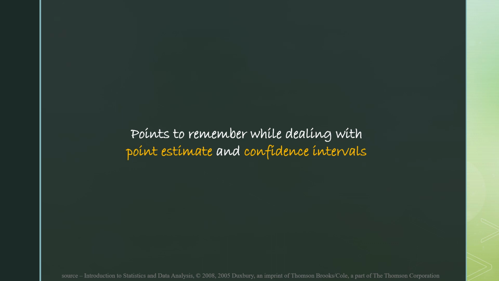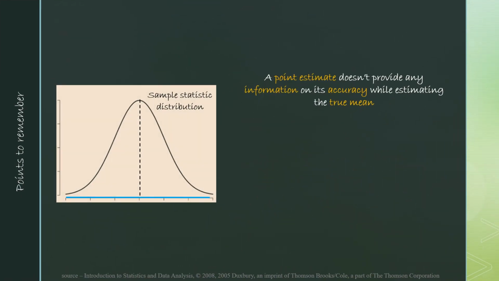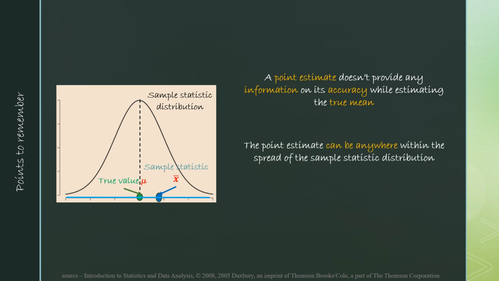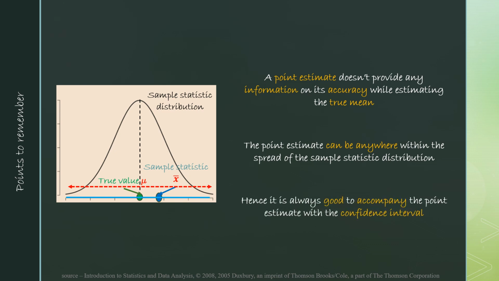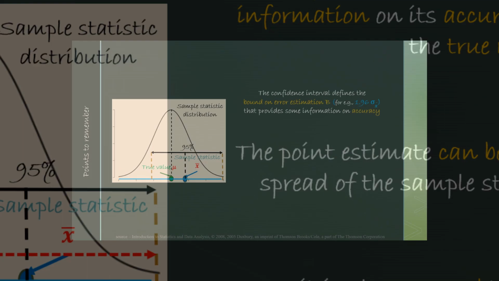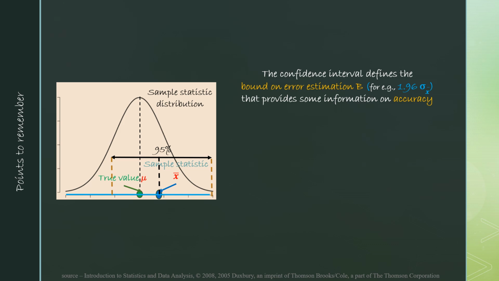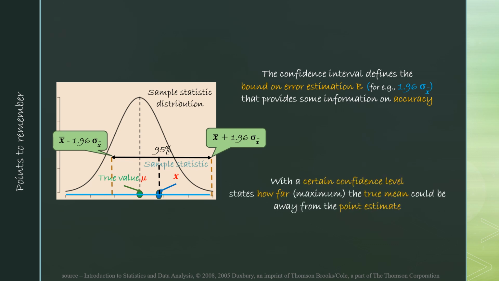Points to remember while dealing with point estimates and confidence intervals. A point estimate doesn't provide any information on its accuracy while estimating the true mean. The point estimate can be anywhere within the spread of the sample statistic distribution. Hence, it is always good to accompany the point estimate with a confidence interval. The confidence interval defines the bound on error of estimation b that provides some information on accuracy. With a certain confidence level, it states how far at most the true mean could be away from the point estimate.